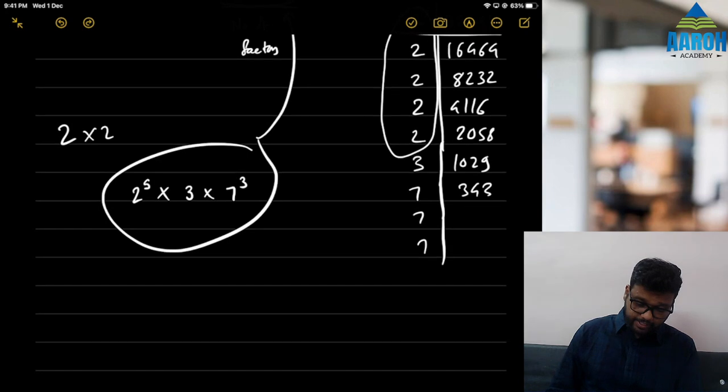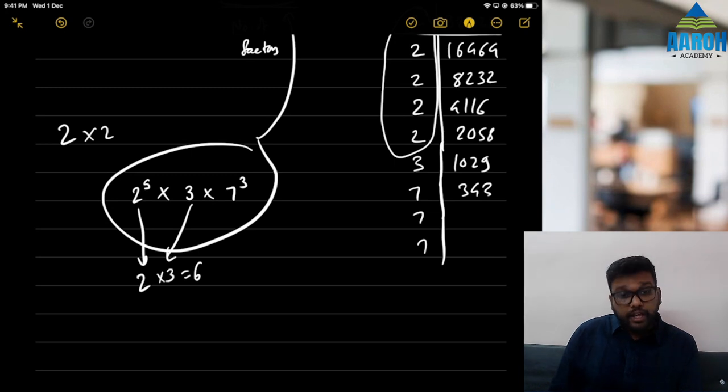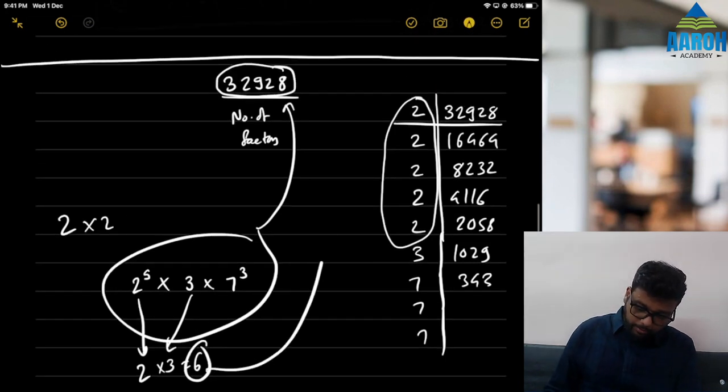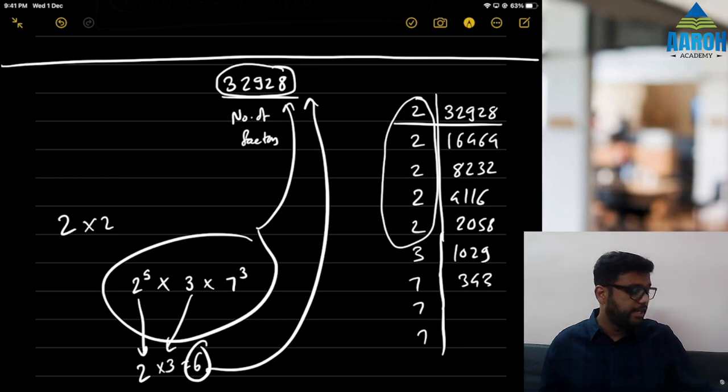Understand, if I just take 1, 2 from here and let's say 3. 2 into 3 is 6. If you check, 6 will also be able to divide this number. Check 32,928 divided by 6. Check if it is an integer. 32,928 by 6. Correct, 5488, right?